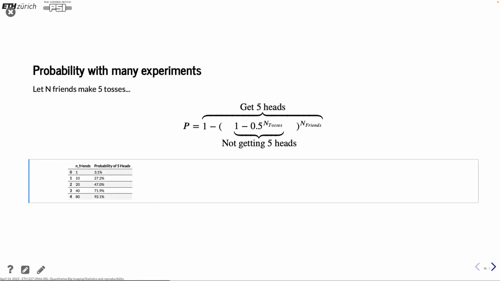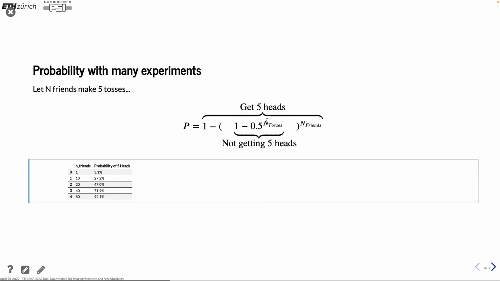And how to calculate this when we have many experiments, then you can combine it. If you let more people toss the coin and so on, then we can combine it, so that we have the probability of getting 5 heads when we do 5 tosses and we have 5 friends. In the first case, 5 tosses, 1 person, you can see 3.1%.